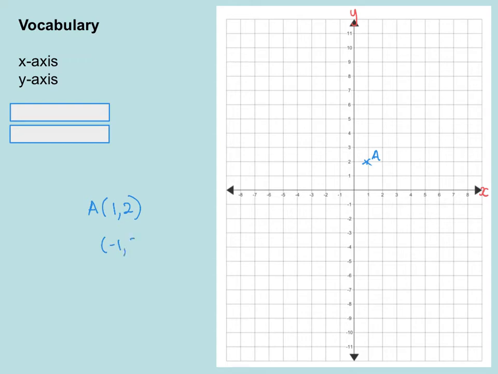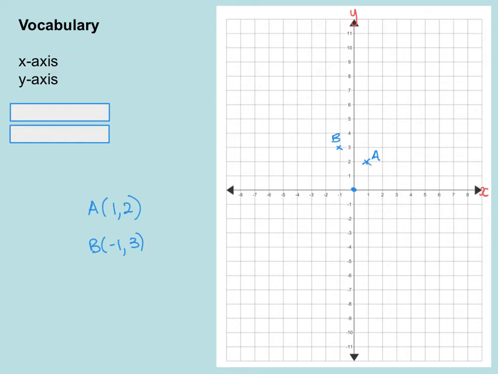Let's try one with a negative number in it. We'll call this one B. Again, starting from where the x and the y-axis cross over, we always go along the way first, along to -1, and then we've got a +3, so it ends up over there.